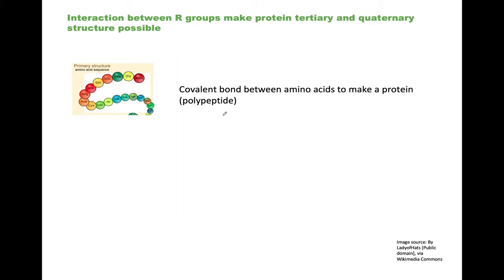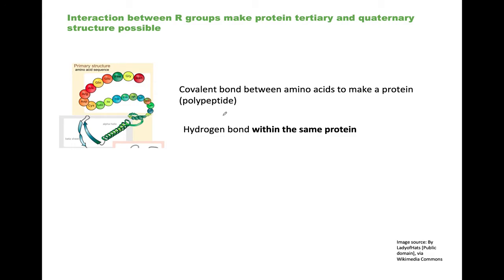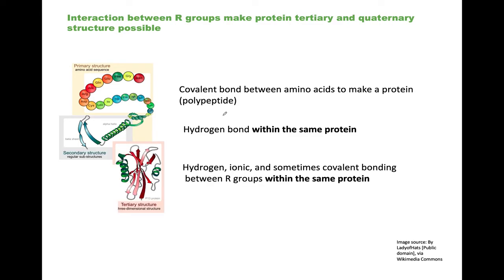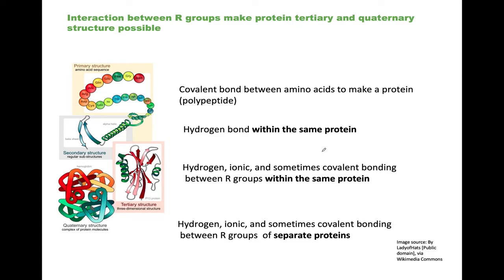So, by review again, covalent bonds hold the amino acids together to form the primary structure. Hydrogen bonds within the same protein, between the components of the peptide bond, are holding the secondary structure together. Hydrogen, ionic, and sometimes covalent bonding between R groups within the same protein are making tertiary structure possible. But what about quaternary structure? Quaternary structure, again, is hydrogen, ionic, sometimes covalent bonding between R groups of separate proteins.